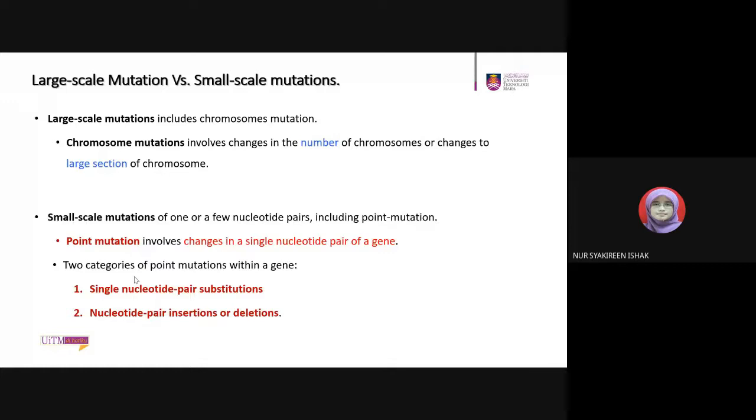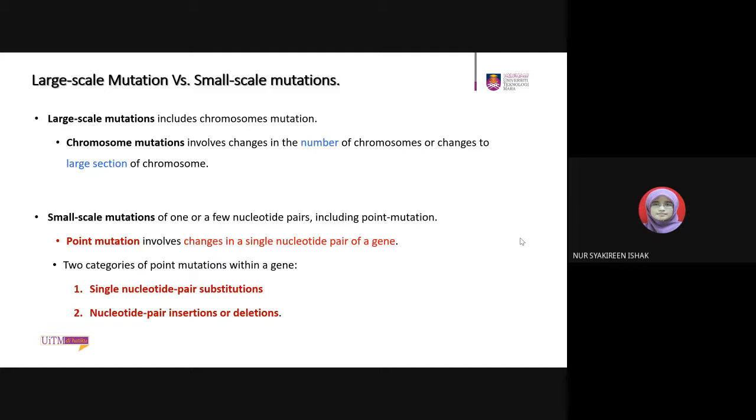For small scale mutations, okay, it involves changes in the nucleotide pair sequence. Okay, so it can involve changes in one nucleotide pair or a few nucleotide pairs. Okay, so this includes point mutation. So point mutation only involves changes in a single nucleotide pair of a gene. Satu je pairing dia bertukar. Okay. Pair tu kenapa? Sebab DNA double strand kan, so mesti ada pairing antara the first strand and also the second strand. So that's why kita panggil dia sebagai base pair, okay, pairing.